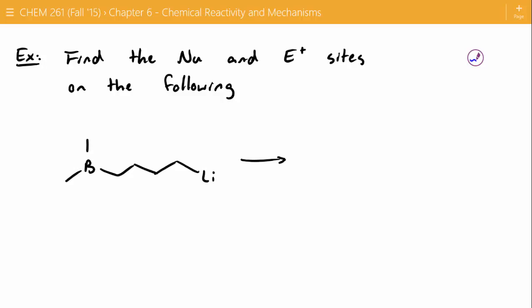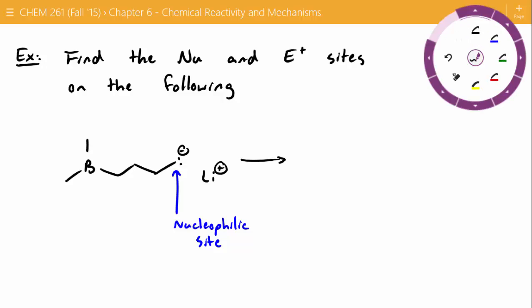Where's our nucleophilic site? Next to lithium? Why do you think the carbon next to lithium is going to be our nucleophile? Yeah, exactly. So it's hogging the electron density from lithium. Therefore, this is our nucleophilic site. In fact, this bond is so polarized, oftentimes people will even show it as ionic. So let's just show it as ionic. What I'm going to do is draw this in as a lone pair. So it's stolen those electrons from lithium. Now lithium's positive.